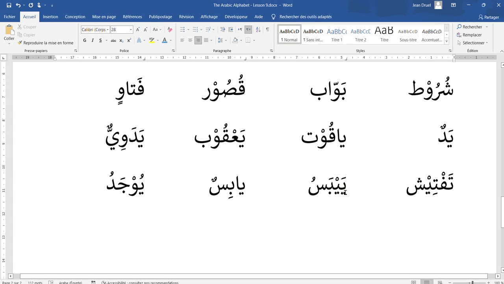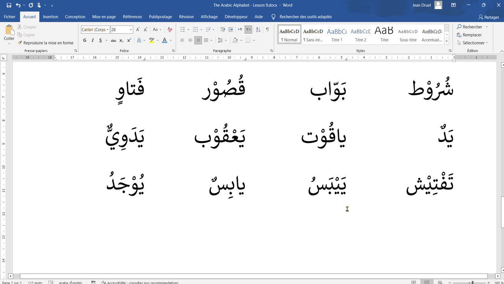Here we have a ya in the middle, preceded by a kasra and carrying a sukun, so it is a long E. Taftish. Here this one is tricky.